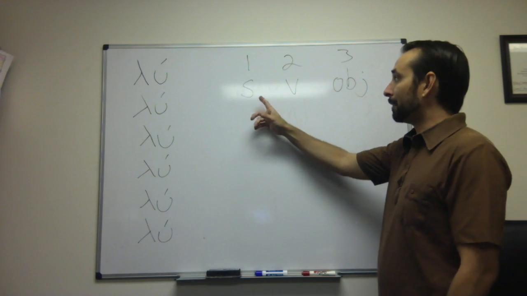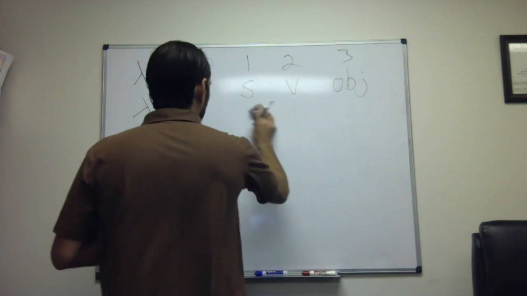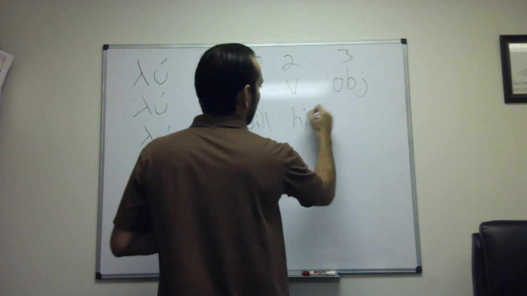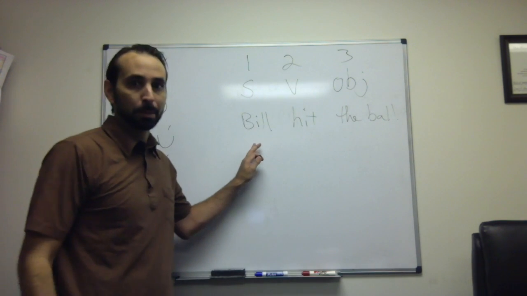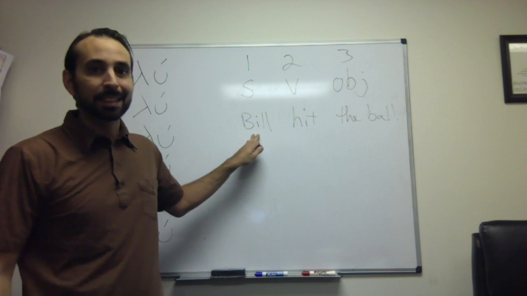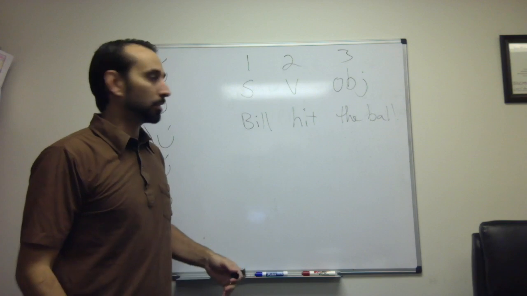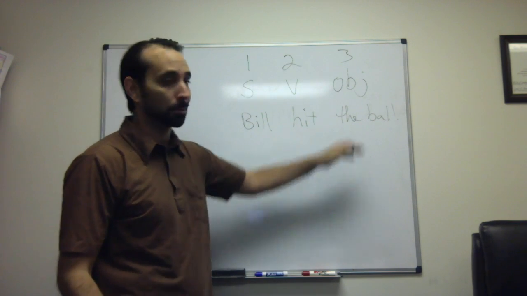If I say he, let me change that to a person's name. Let me say Bill hit the ball. If I make that simple sentence there, Bill hit the ball, Bill is the subject, and we know that because of its word order. Okay, it's in the subject slot. It comes before the verb, and the object comes after the verb.